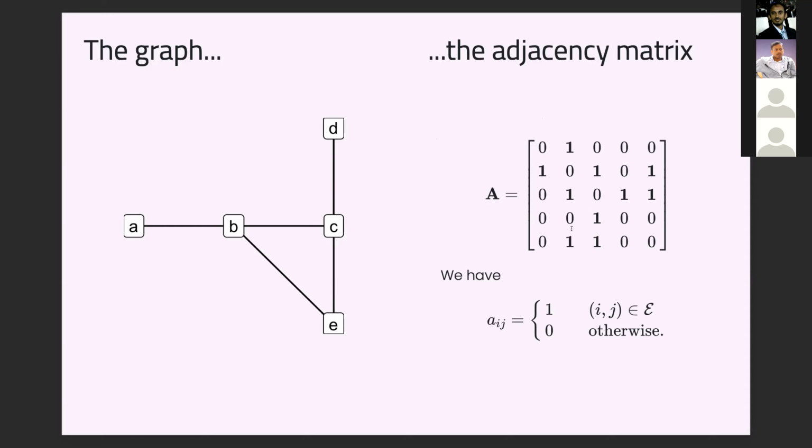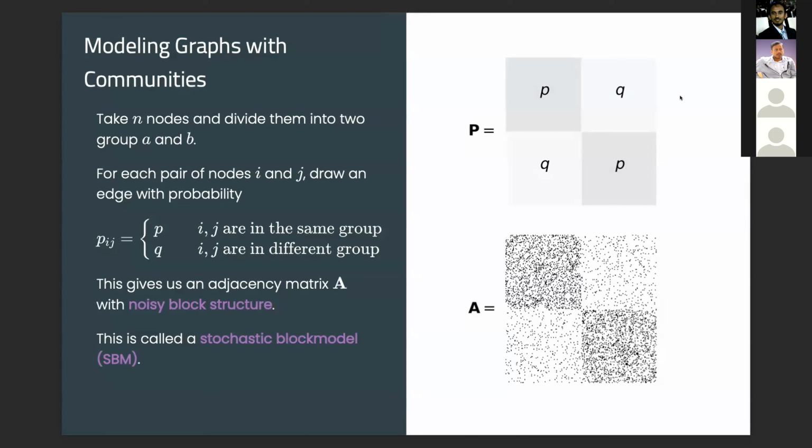And the entries of the adjacency matrix represent whether there is an edge existing in the graph between the 2 corresponding nodes, right? So here, this upper 1 and this one both represent the edge connecting nodes A and B. All right, so let me briefly remind you of some approaches from graph community detection.